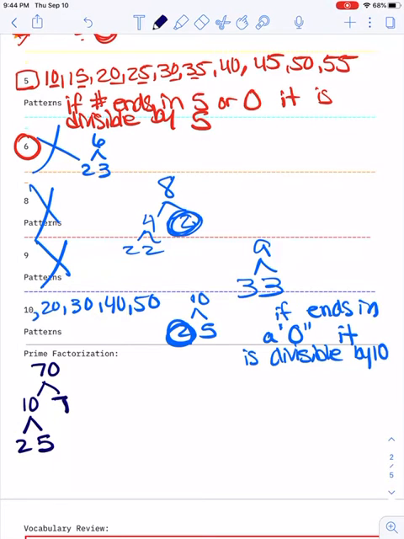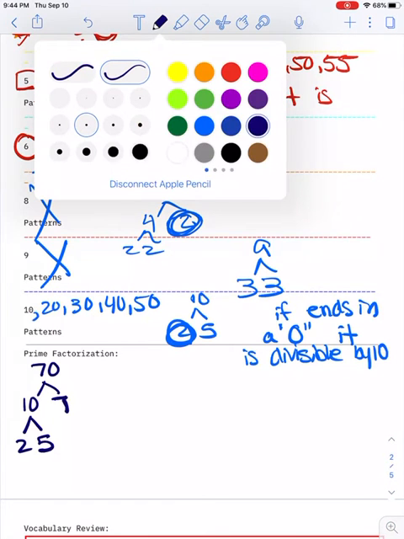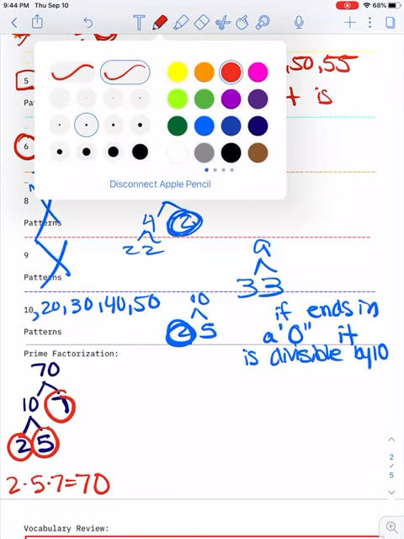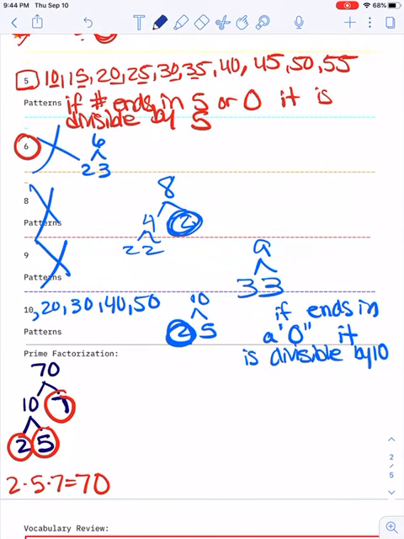Can I divide 7 into anything? I cannot. So my prime numbers are 2, 5, and 7. So 2 times 5 times 7 equals 70 is the prime factorization for the number 70. 2 times 5 times 7 is the prime factorization for the number 70. Let's try 45.